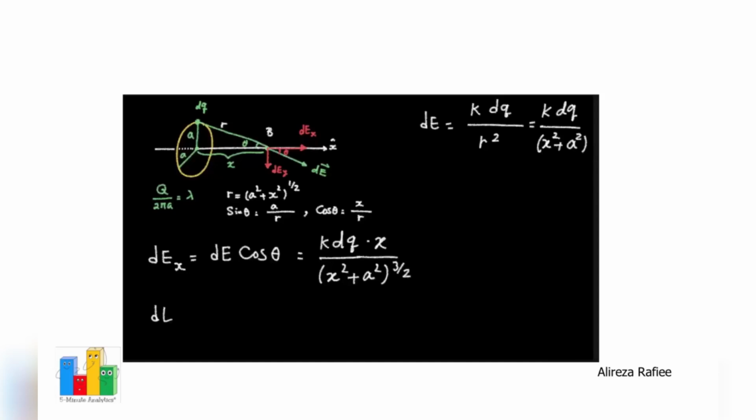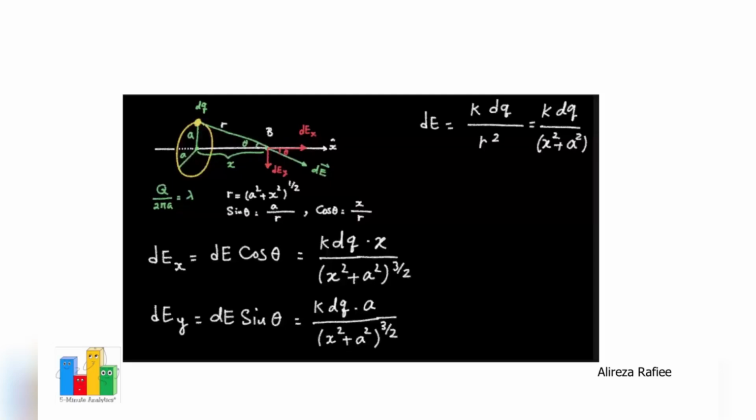Then we will have a y component of the electric field. That would be dE sine theta. And so this becomes k dq times the constant a divided by the same, r to the power of 3, and that would be (x² + a²) to the power of 1/2 multiplied by 3. So it becomes 3 by 2. Okay, now we have the electric field X and Y components for only this little tiny charge.